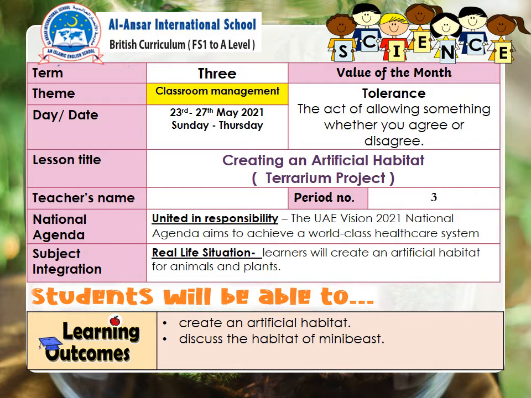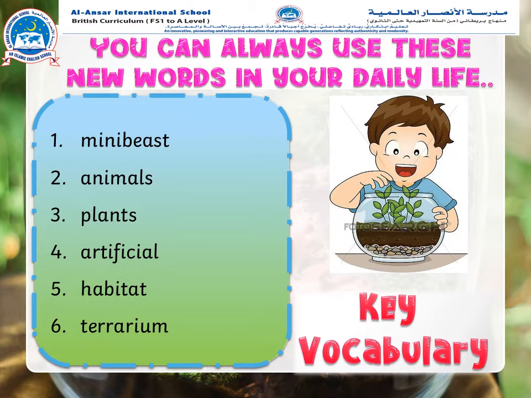Okay, let's have a look at the learning outcomes. You will create an artificial habitat and you will discuss the habitat of mini beasts. So recall your mini beasts. Okay, here is your key vocabulary. Number 1 we have the word mini beast. Number 2, animals, and number 3, plants. Number 4, artificial. Number 5, habitat, and number 6 is terrarium. That's what we're going to make.